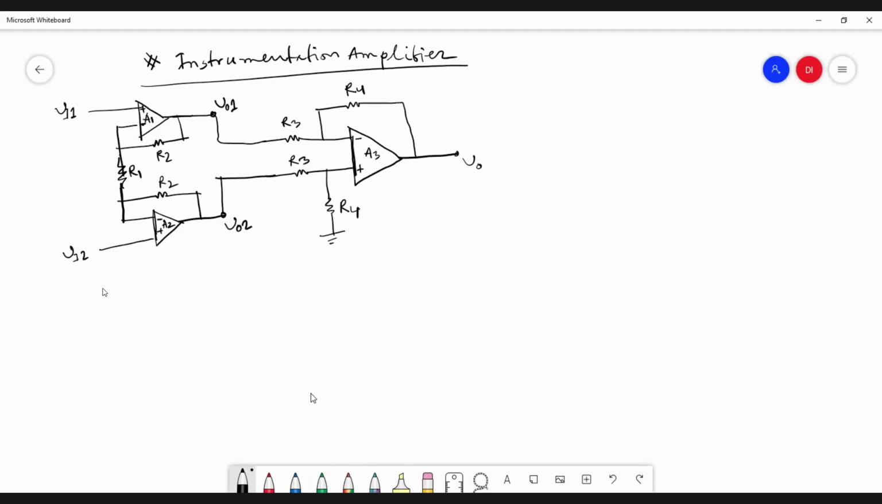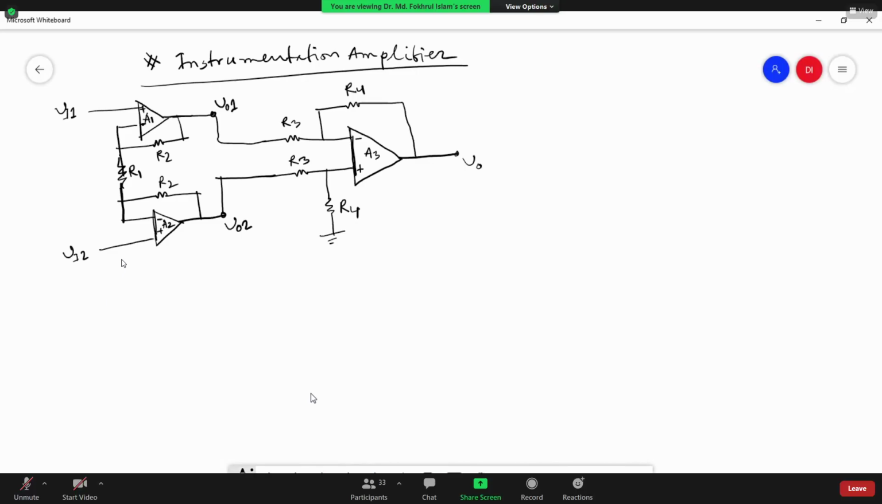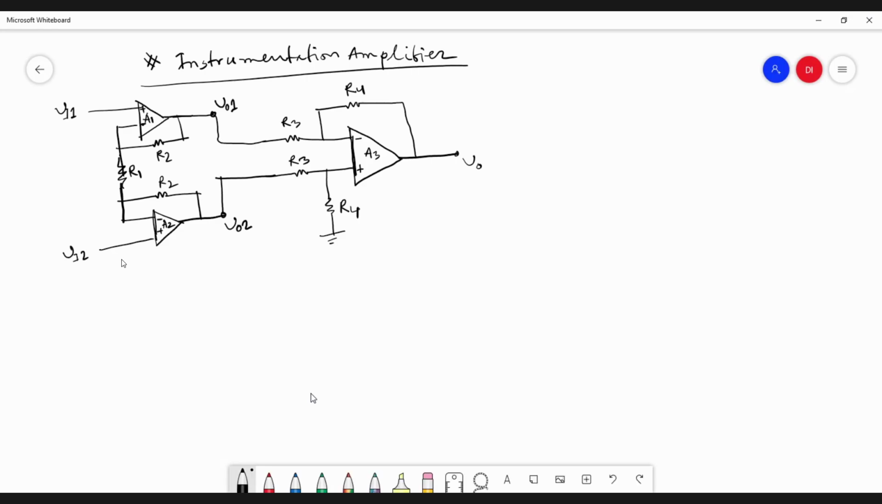Then if you arrange the difference amplifier in this way, we can get a high gain with high input impedance with a reasonable resistor value, I mean in the kilo ohm range. So is it possible to analyze this circuit now? It's simple. A1 and A2 are basically buffer circuits, and A3 is the amplifier.